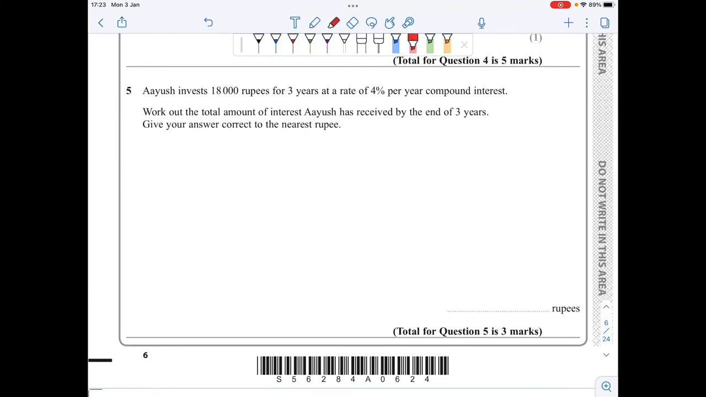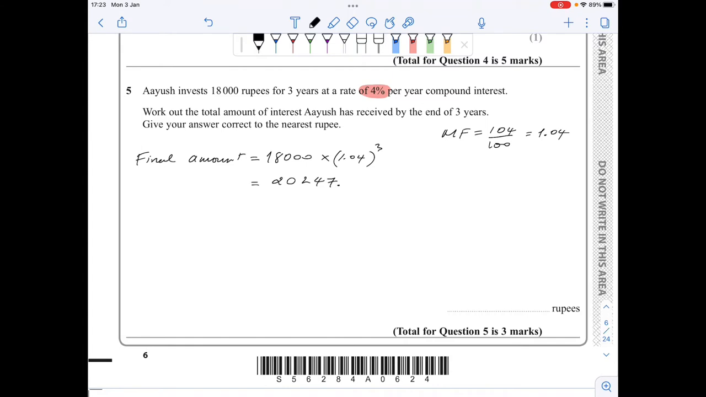In question 5, since I have a 4% interest, then my multiplying factor would be 104 out of 100, or 1.04. So to calculate the new amount, the final amount, I would just multiply the original amount by the multiplying factor to the power of 3, and this would give me 20,247.55. So the interest would be this new amount, the final amount, minus the original amount, which gives me an interest of 2,028 to the nearest rupee.